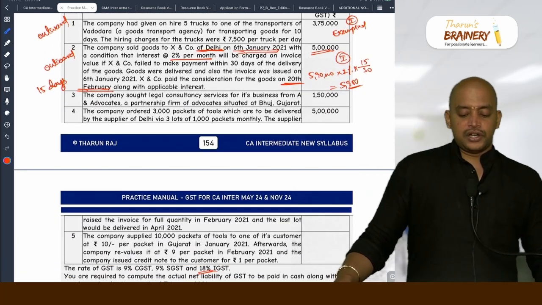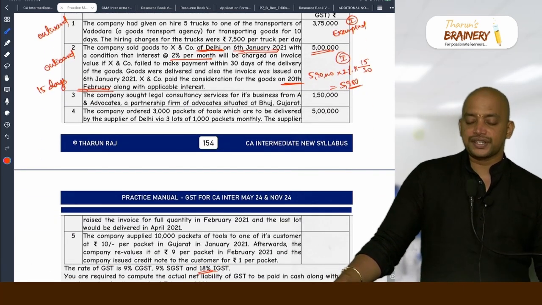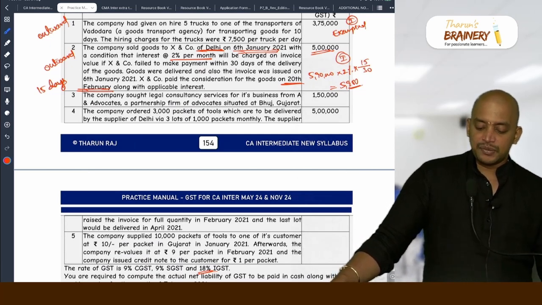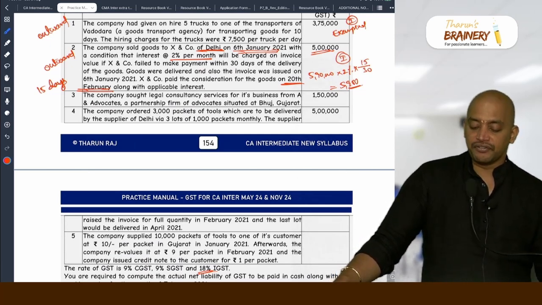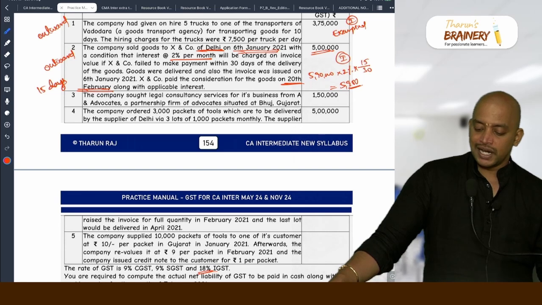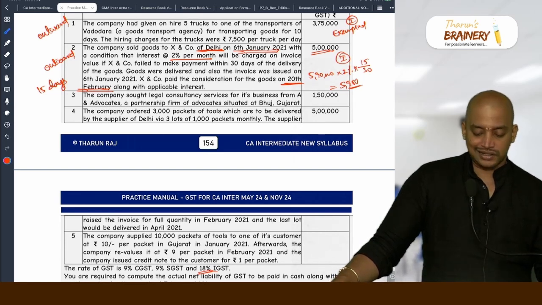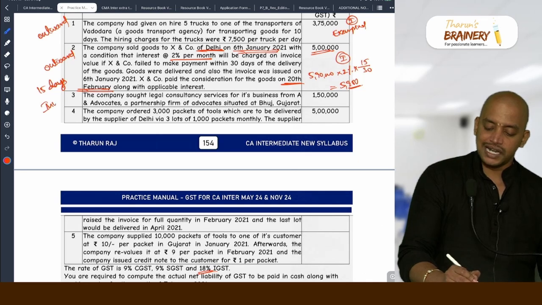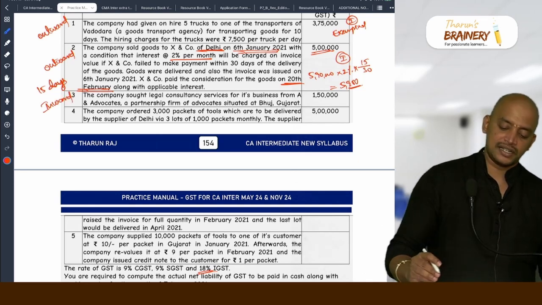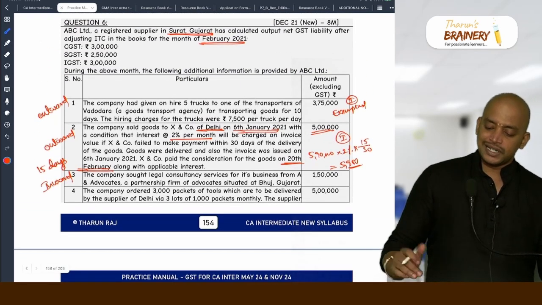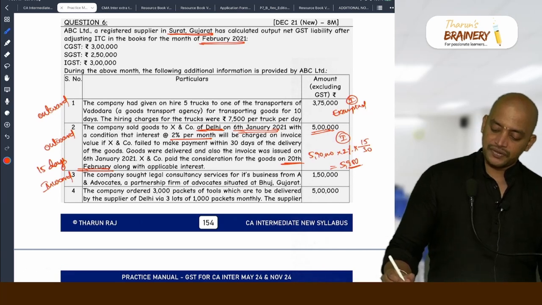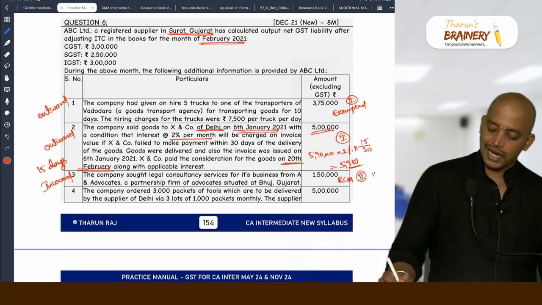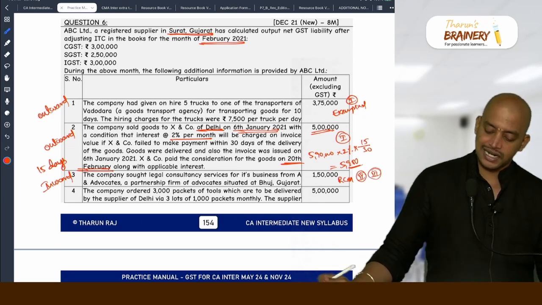The company sought legal consultancy services for its business from A and Advocates, a partnership firm of advocates situated at Bhuj, Gujarat. Inward, sought legal consultancy services, inward. So, inward supply under RCM. So, it will be coming under which statement? 2 and 3, and we can even take ITC.